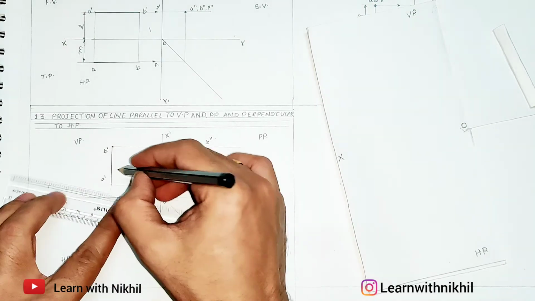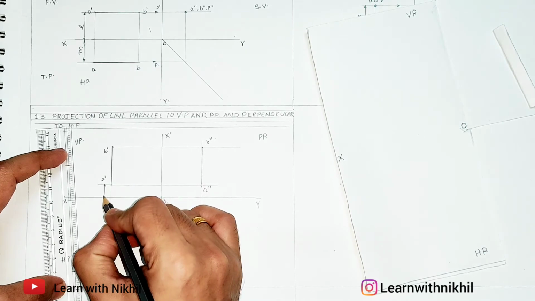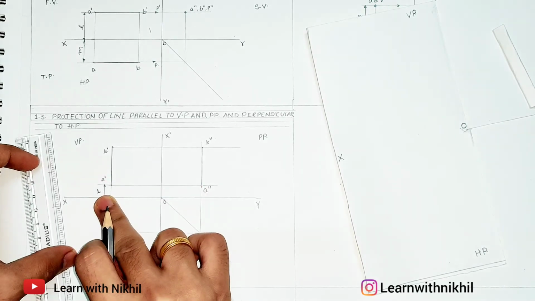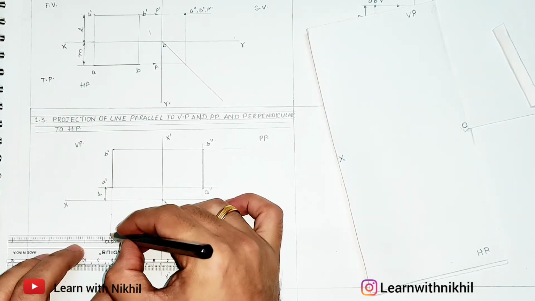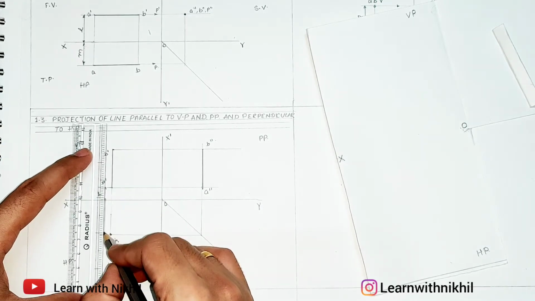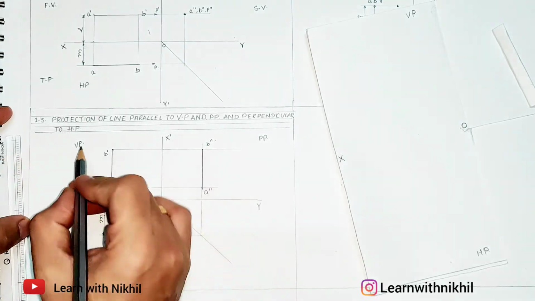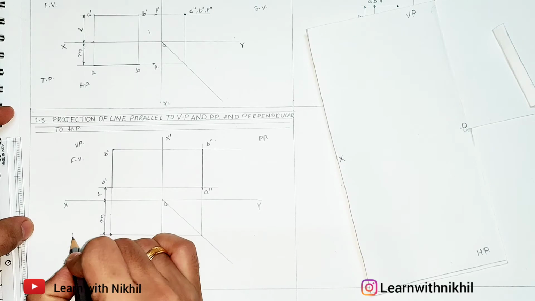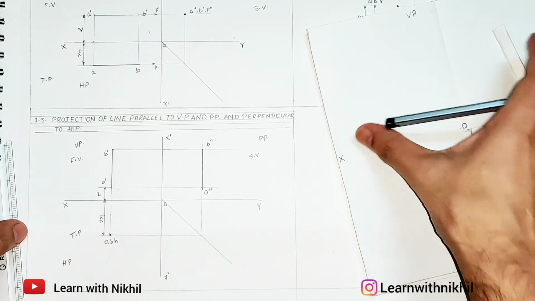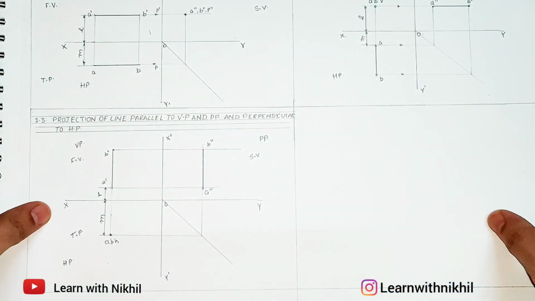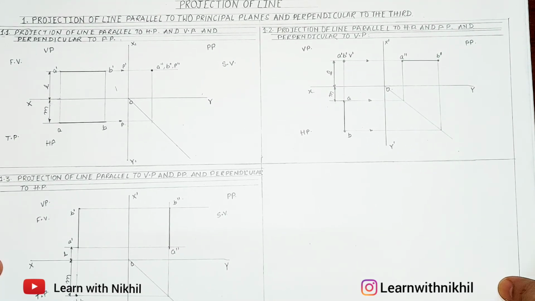Now this is the line above the horizontal plane. So this distance is denoted by L. And this distance is in front of the vertical plane. So this distance is denoted by M. So this represents the front view, this is the top view, and this is the side view. So these are the 3 combinations where the line is parallel to 2 principal planes and perpendicular to the third.